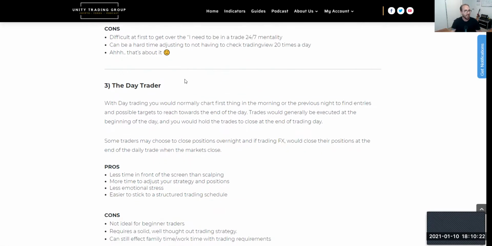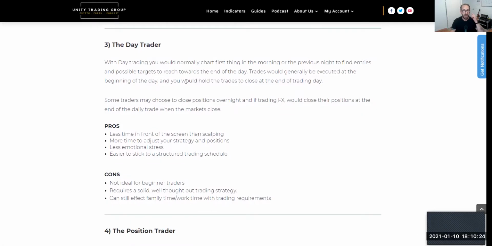That's definitely true. So for the day trader, you'd normally chart first thing in the morning or the previous night to find entries and possible targets to reach towards the end of the day. So what you might do is generate a trade at the daily close. Being here in Australia, the daily close on crypto is around, I believe, 10:30. I'm here in Melbourne. So what you might do is set up a trade the night before, looking for a pullback and a potential entry.